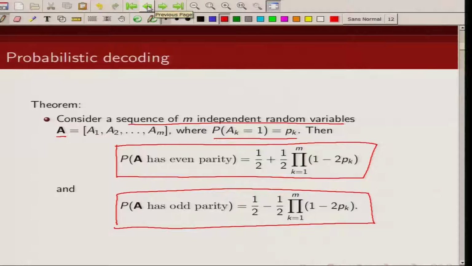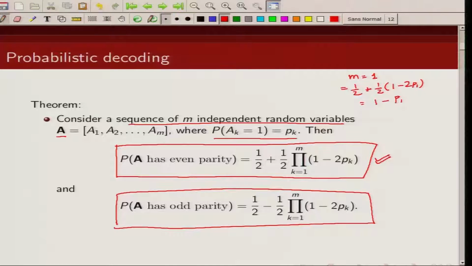If you want to prove it using mathematical induction, let us take m equal to 1. If we take m equal to 1, what do we get here? For m equal to 1, we get half plus half times (1 minus 2p1). This is nothing but 1 minus p1. And what is p1? p1 is the probability that it is 1. So, what is the probability that it is even parity? It is 1 minus p1. So, this relation holds for m equal to 1.